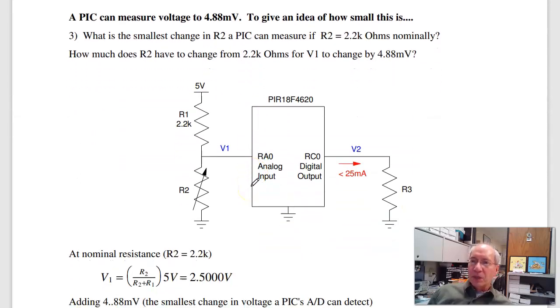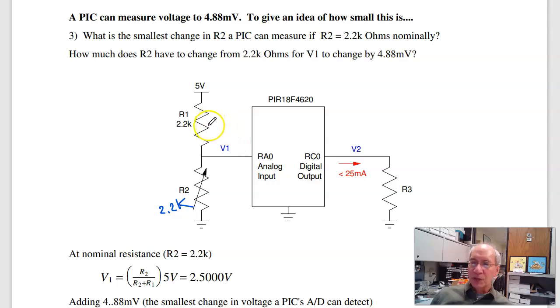Problem 3. Suppose I can measure voltage to 4.88 millivolts. So here I've got a voltage divider. If this is 2.2K nominally, and that resistor changes, as R changes, the voltage changes. The smallest change in voltage that I can see is 4.88 millivolts. What's the smallest change in resistance I can see?